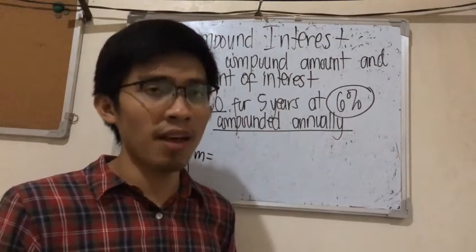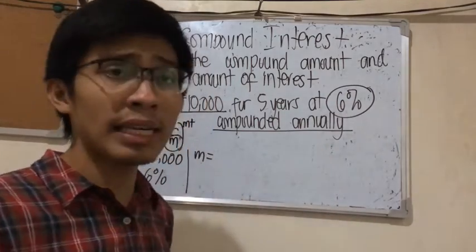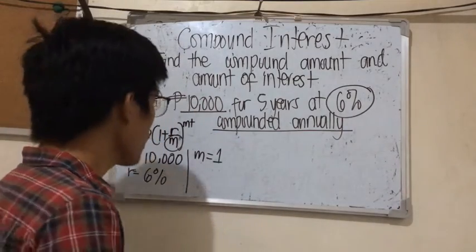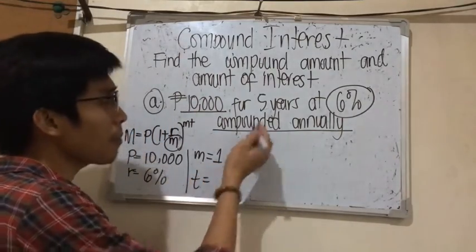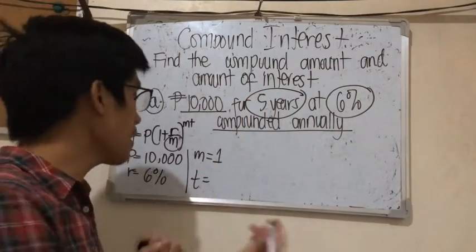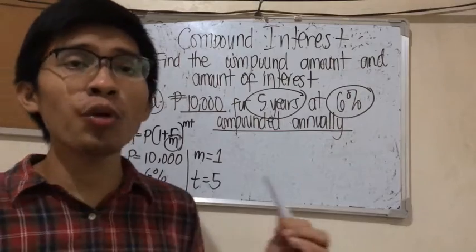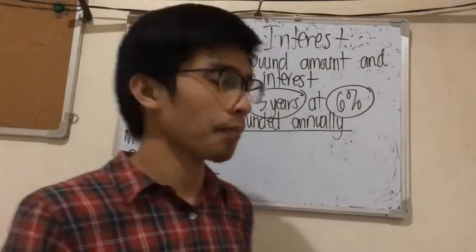So what is the numerical value? The numerical value for annually is 1, because your money will increase once a year. Do we have a time in the problem? Yes, we have 5 years. And since our time is already in years, we don't need to convert it.